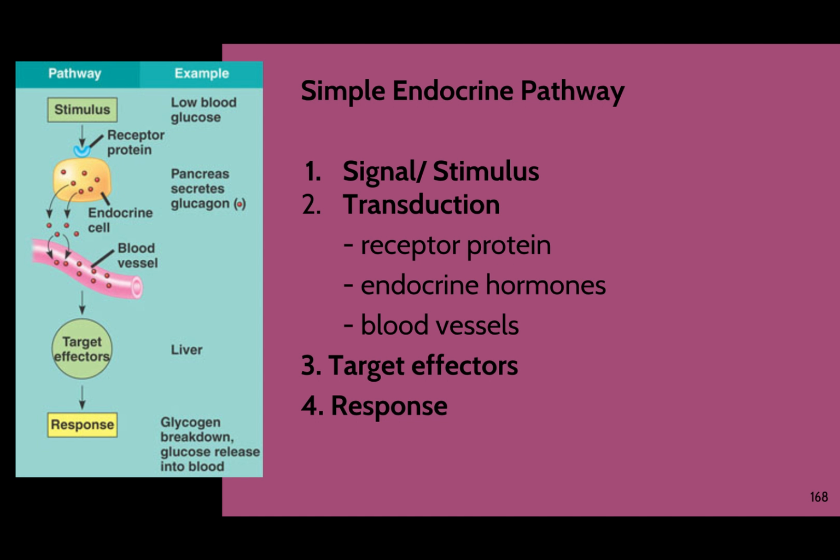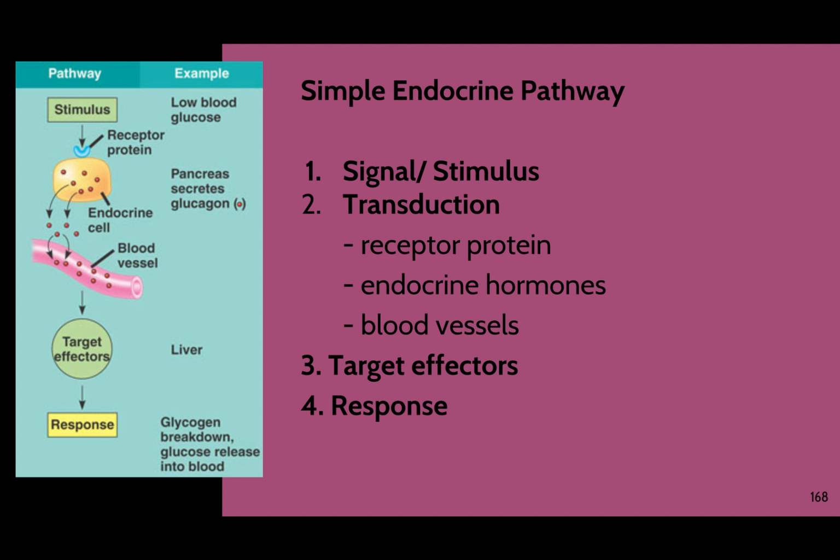That is your transduction. But then you also have these target effectors. So these are going to be the locations in which the response will stem from. So we're adding on to our original signal transduction pathway, and we're including these target effectors, okay? And so in this case, the liver would be the target effector, which would induce the breakdown of glycogen, and glucose would be released into the blood. So this is that simple endocrine pathway. We're just adding on target effectors, and then we have multiple steps for transduction now.